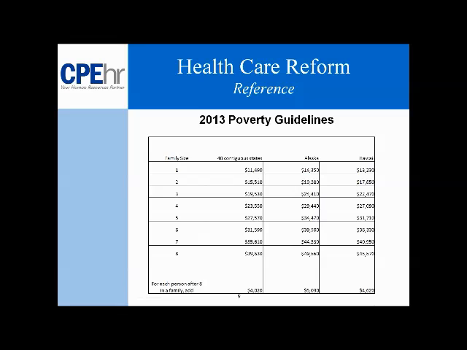In 2015, the penalties increase to $325 or 2% of adjusted gross income, and then again in 2016, $695 or 2.5% of adjusted gross income. Thereafter, this penalty structure is indexed to inflation. The penalty for children is half the amount of the adult, and there are family caps and limits on how much a family can be penalized for not having coverage.